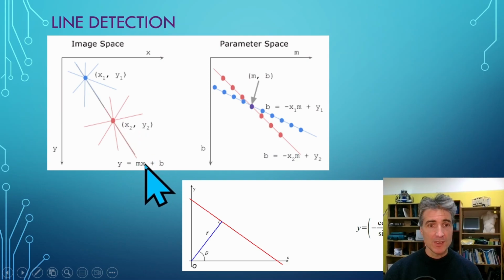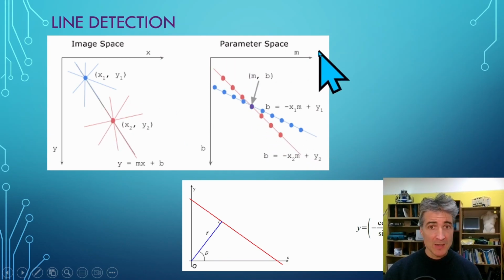So if we use some representation of a line like we have, for example, here, then we have an infinite number of combinations of M and B that define lines going through a certain point. This, of course, doesn't mean that any arbitrary combination of these parameters will describe a line going through that point. No.